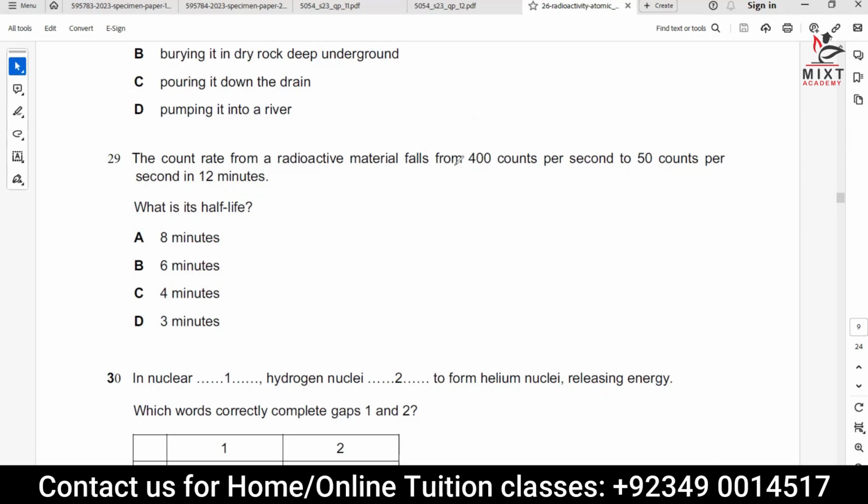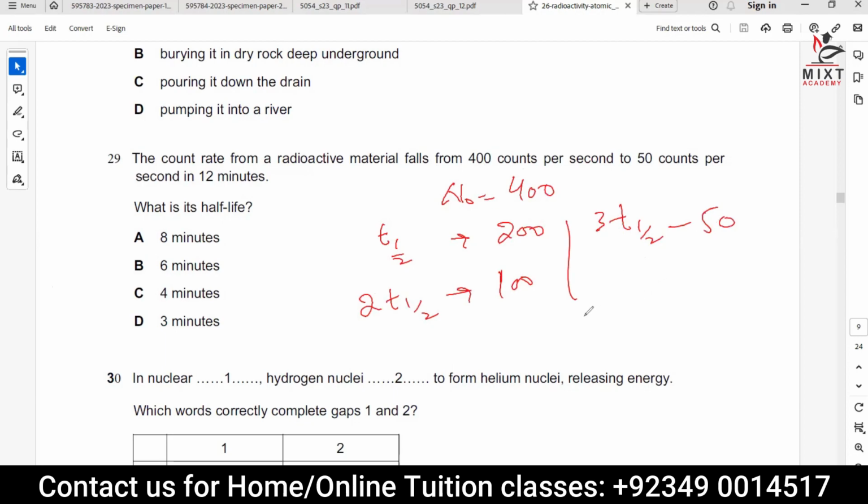Let me solve, students. Initially, N naught is 400. After first half-life, T1/2, it will become 200. After second half-life, it will become 100, and after third half-life, it will become 50. So 3 half-lives take 12 minutes. What would be the one half-life? 12 divided by 3 is equal to 4 minutes. Option C is the correct answer.